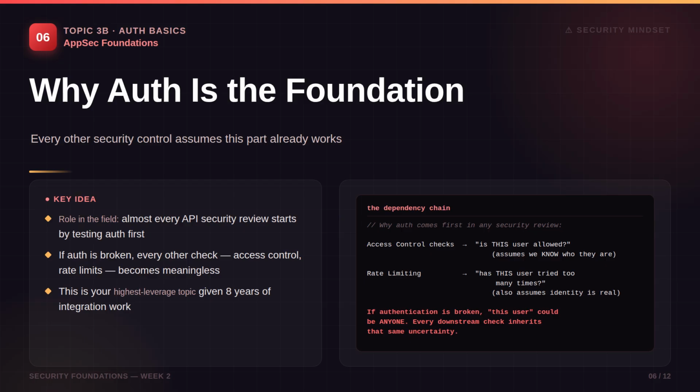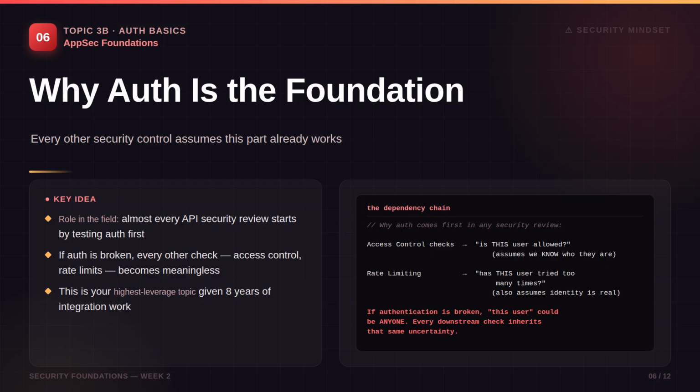How it actually works in depth: let's trace the dependency chain explicitly, because this is the part that makes authentication uniquely foundational rather than just one item on a longer list. Access control checks, the kind we discussed back in week 1 with the order ID example, fundamentally ask, is this specific person allowed to see this specific piece of data? But notice that question already assumes something prior, that the system correctly and reliably knows who this person actually is. If authentication is broken, that assumed foundation simply isn't there.